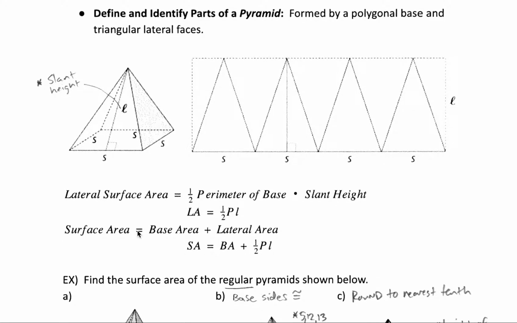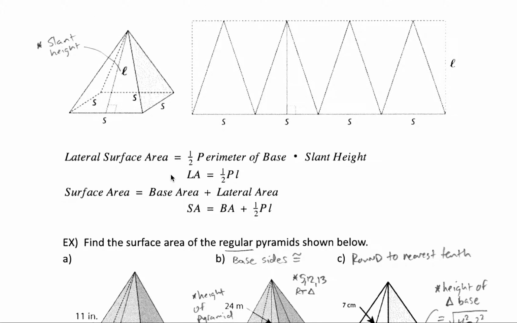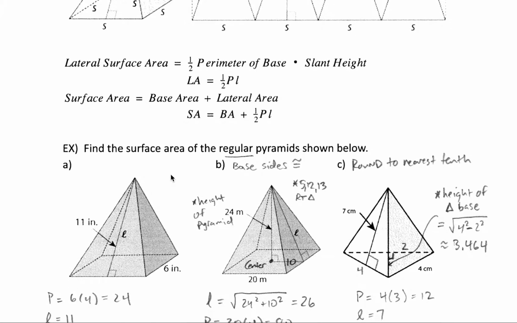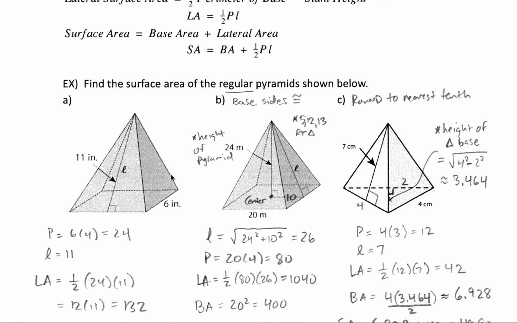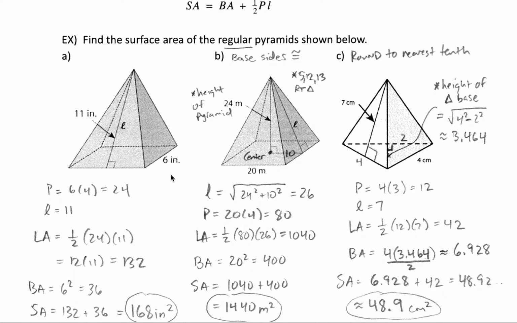To find the total surface area, we'll take that lateral area and then we'll combine it with our base area, and that will give us our total surface area. We'll do 3 different examples because they can get a little bit harder depending on the information given.